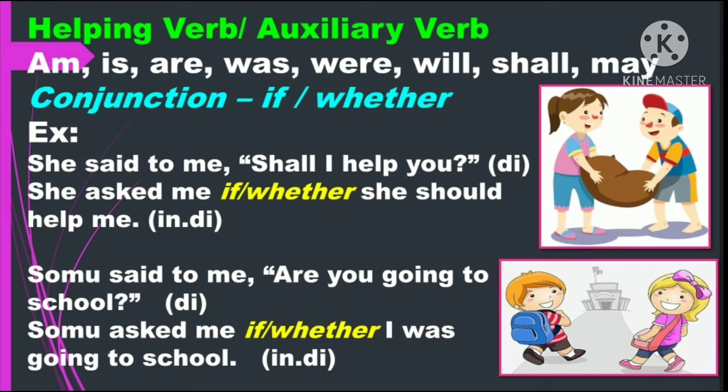Look at the next example. Somu said to me, "Are you going to school?" So that is direct speech. When it goes to indirect speech, Somu asked me whether or if I was going to school. So here we are using if or whether as a conjunction or joining clause.